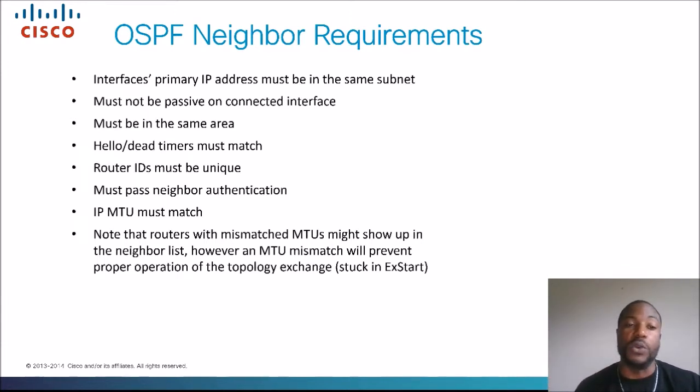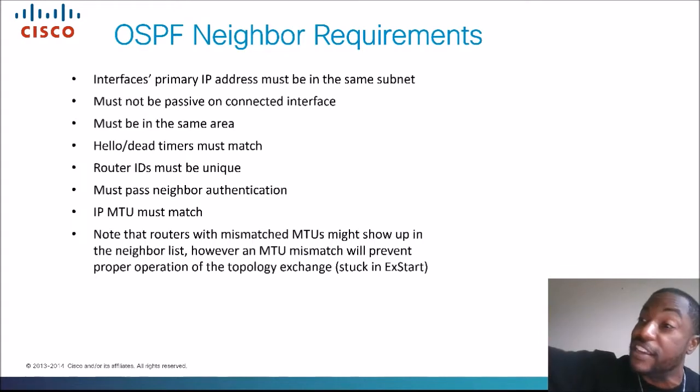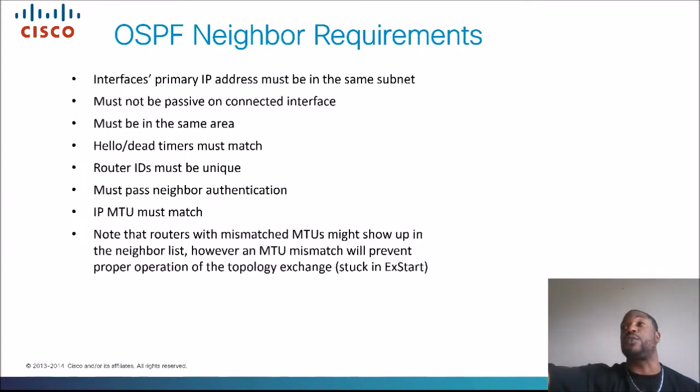Router IDs must be unique. In other words, if mine is 1.1.1.1 or 3.3.3.3, yours cannot be the same, or else we're going to have a conflict. You must also pass neighbor authentication. So if I have authentication set up, or if I require a password to become an OSPF neighbor with me, you also have to require a password, and that password has to match.